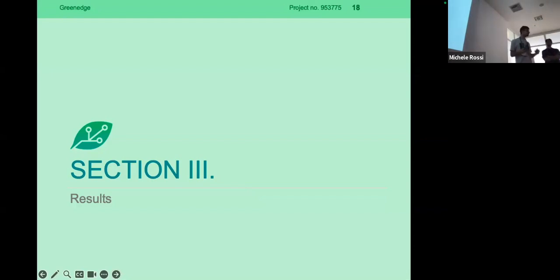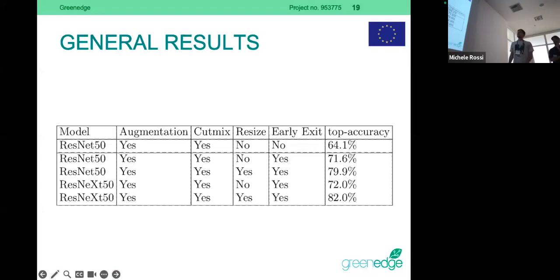And hello, everyone. I'm Andrea, as Luca introduced me. And this is the part in which I will show you the results and the further improvements. So the first slide, here we can see the final results for what concerns the accuracy that we got.